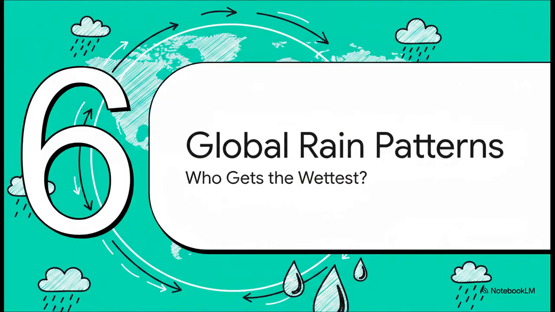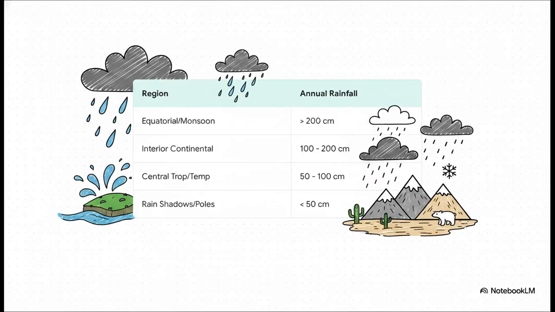Finally, Section 6, Global Rainfall Patterns. Let's see who gets the wettest. Zooming all the way out to a planetary macro level, the processes we just discussed distribute water very specifically across the globe. The general rule of thumb is that rainfall decreases as we move from the equator toward the poles and from the coasts toward continental interiors.